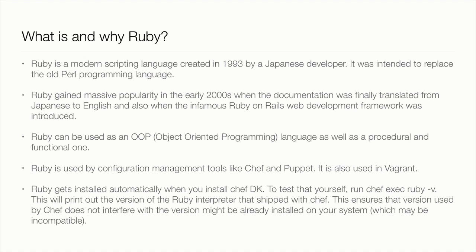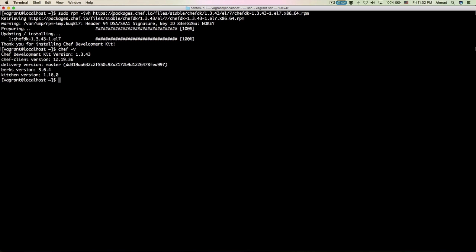And this is a very important point to notice. When you install chef.dk, Ruby gets installed automatically with the package. But this does not mean that Ruby as a language is installed. So if you run ruby on the terminal like this, you're gonna see that command is not found because Ruby is not installed on this Vagrant machine. But it is installed as part of chef.dk. This means that if you have Ruby already installed, it will not interfere with the Ruby version that gets installed with chef.dk.